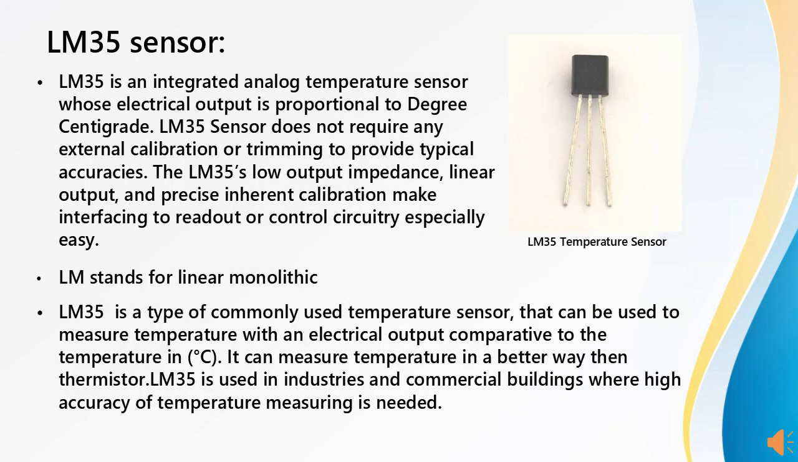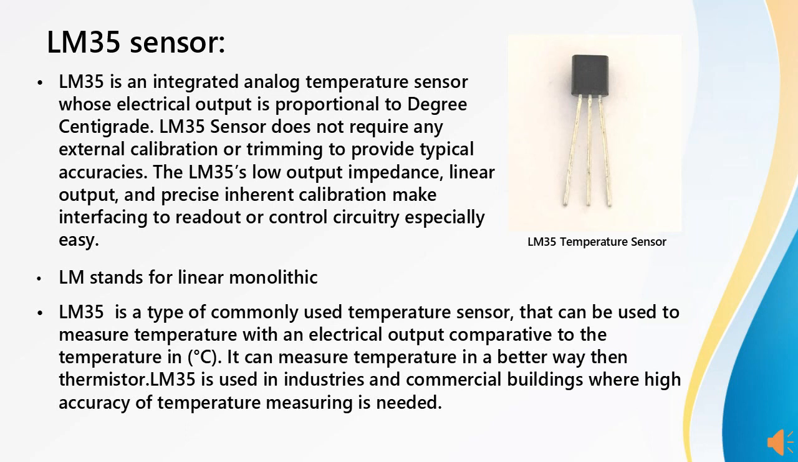Coming to the next sensor, the LM35 sensor. It is an integrated analog temperature sensor whose electrical output is proportional to degrees centigrade. It does not require any external calibration or trimming to provide typical accuracies. Its low output impedance, linear output, and precise inherent calibration make interfacing to readout or control circuitry especially easy. LM stands for linear monolithic.